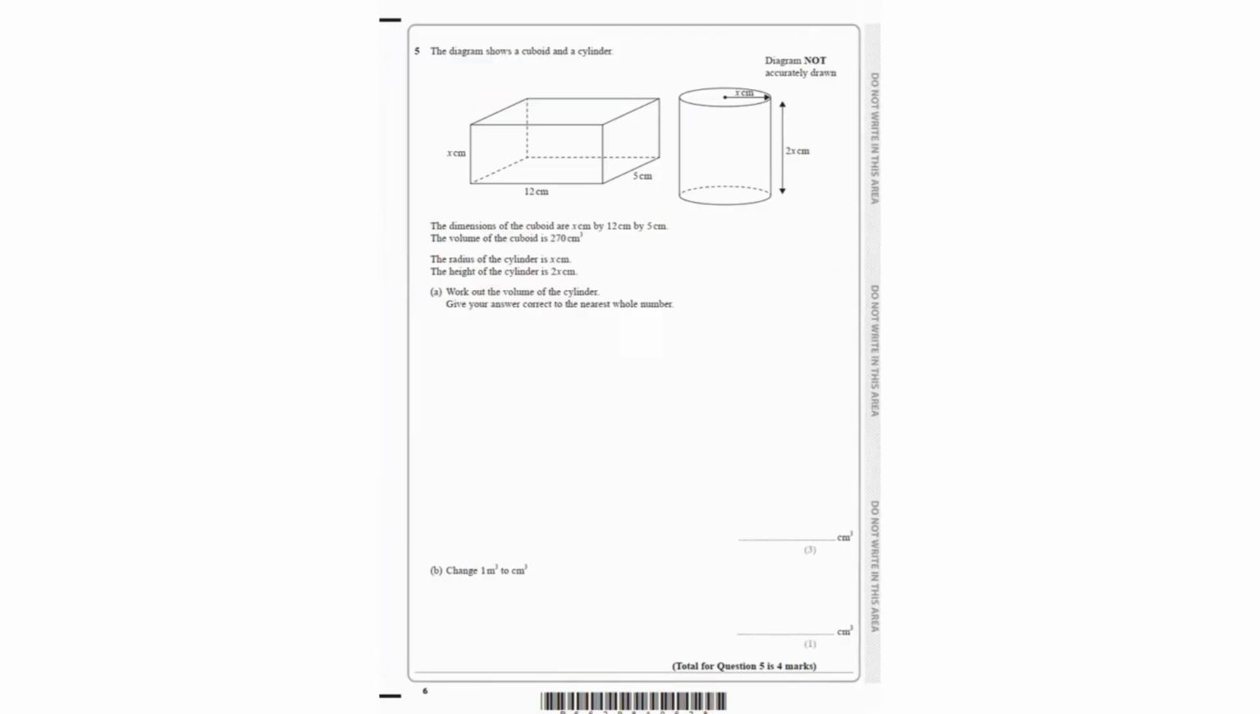This diagram shows a cuboid and a cylinder. The dimensions of the cuboid are x centimeters by 12 centimeters by 5 centimeters. The volume of the cuboid is 270 centimeter cube. The radius of the cylinder is x centimeters and the height of the cylinder is 2x centimeters. We have to work out the volume of the cylinder, giving your answer correct to the nearest whole number. So using the volume of the cuboid, we're going to figure out the value of x first. So 270 equals x times 12 times 5. So 270 divided by 60, because 12 times 5 is 60, gives x. That's going to give us 4.5 as the value of x.